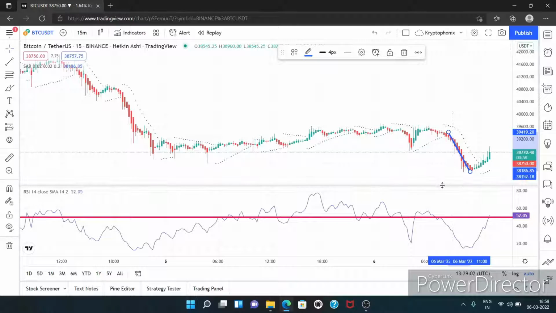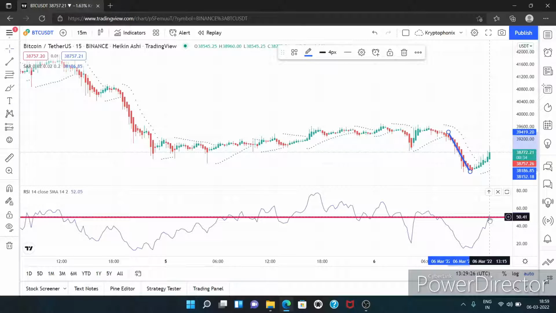Similarly, what's going to be a buy signal for us? If the price is above the SAR level and the RSI level is above the 50 mark, this will be a signal to buy. We will be going long in these cases.